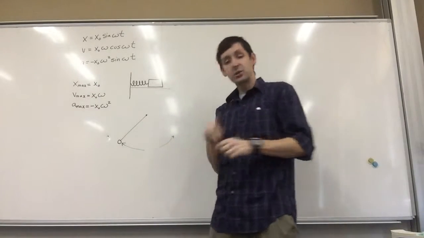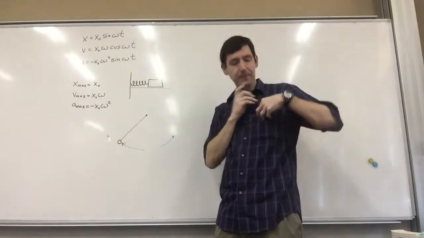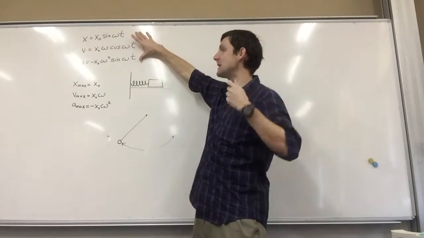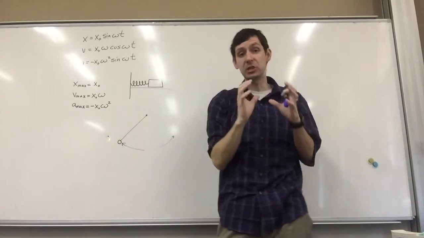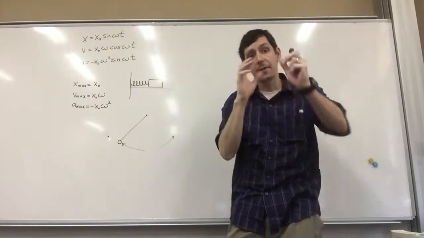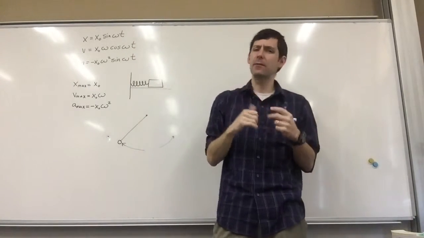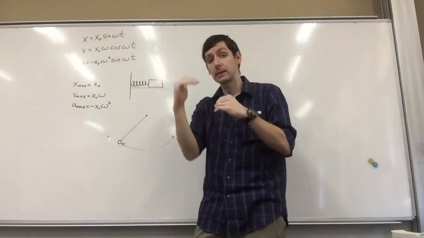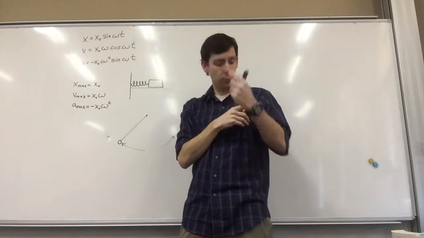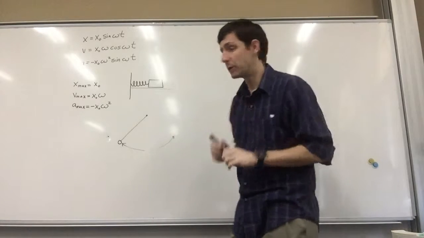Now, one thing I do want to mention before I go any further is remember that we base these off of the initial position of our object. Okay, and that's important because these sine, cosine, sine don't necessarily have to be sine, cosine, sine. They could be cosine, sine, cosine. All right, and I want to talk about why that works just really quick.